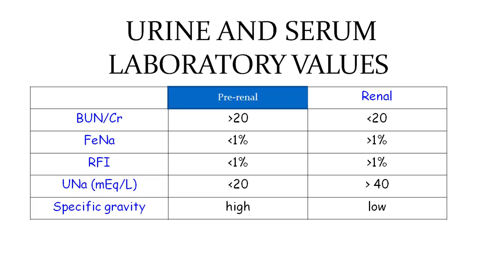So, the BUN creatinine ratio for pre-renal causes stays more than 20, whereas for renal causes it's less than 20. Also, the fractional sodium level is less than 1% in pre-renal, and for renal it's more than 1%. Also, the renal failure index is less than 1% in pre-renal and more than 1% in renal causes. Urine sodium level is less than 20 in pre-renal and in renal causes is more than 40. Specific gravity in pre-renal causes is high, whereas in renal causes it's quite low.